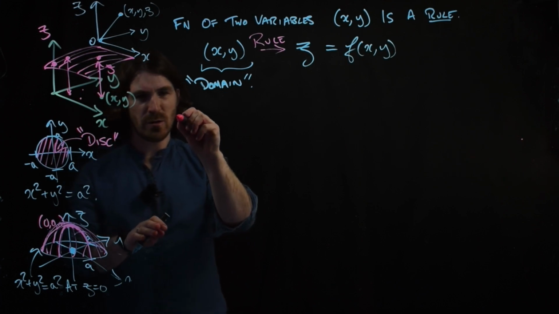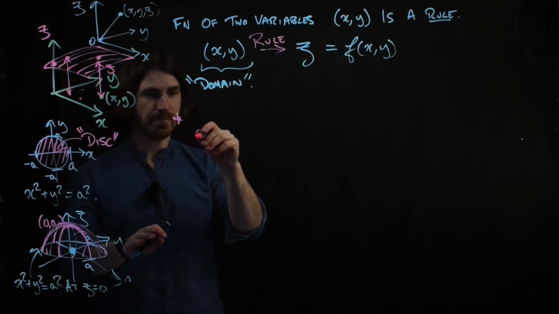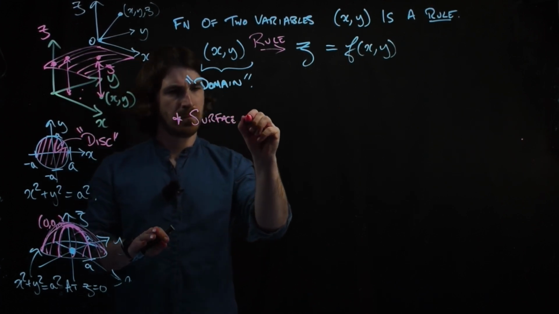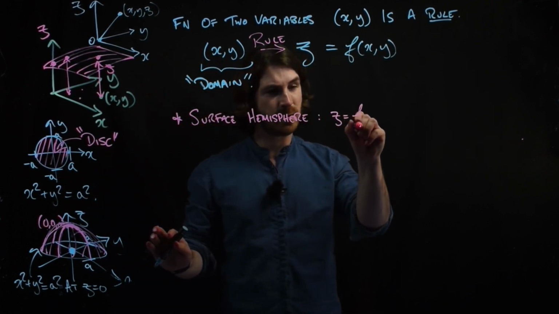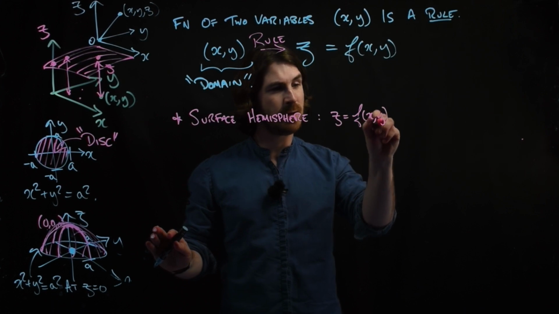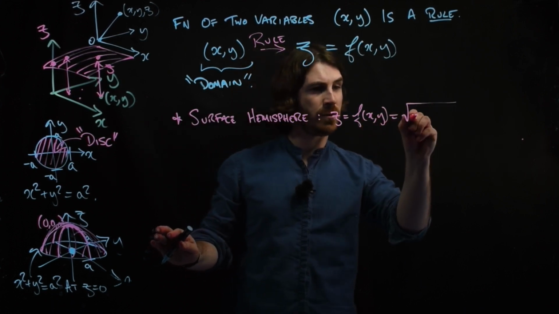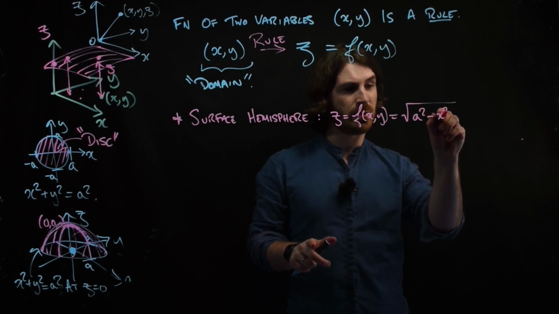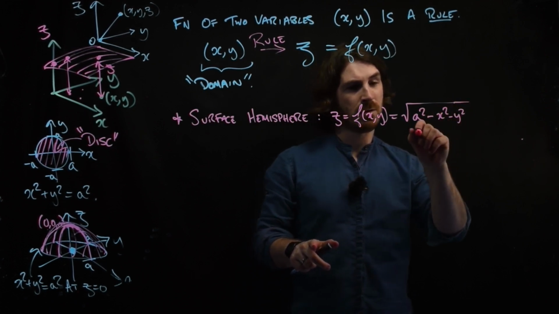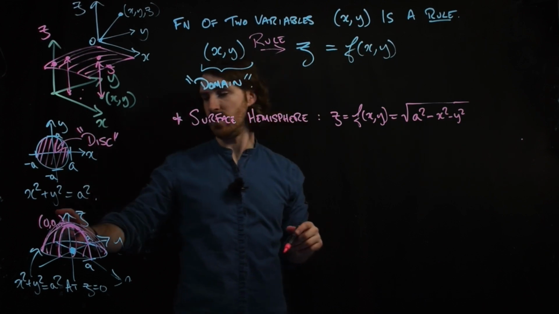Okay, so we just saw the surface of a hemisphere, and we said that that was defined as a function of two variables, x and y, as the square root of a squared minus x squared minus y squared, where a is the radius of this dome.